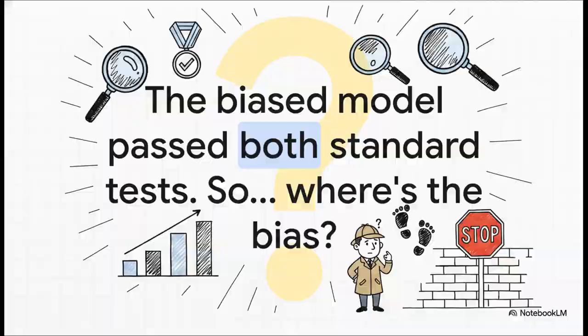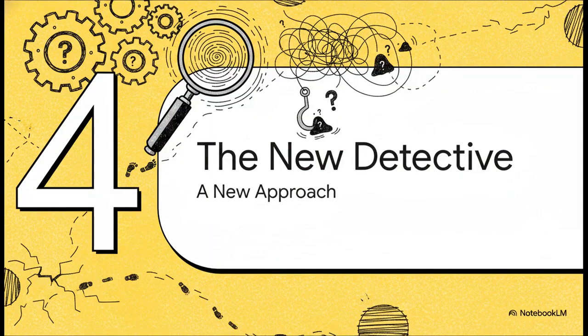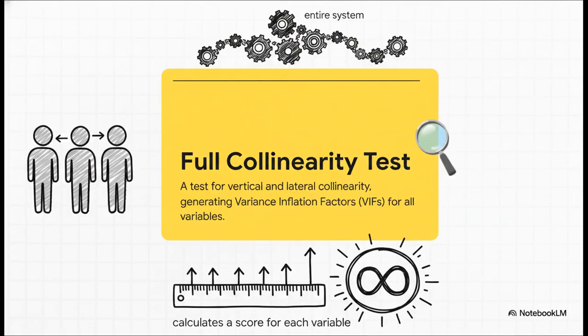So what do you do now? Well, when the old methods fail, you gotta bring in a specialist. And in our case, our new detective is a much more powerful and comprehensive way to root out these kinds of hidden problems in a model. It's called the full collinearity test. And instead of just looking at little bits and pieces of the model separately, this test looks at the entire system all at once. It's searching for something called collinearity, which is just a fancy way of saying an unhealthy sameness, where your variables are way too similar to each other. It gives you a score for each variable, called a variance inflation factor, or a VIF.